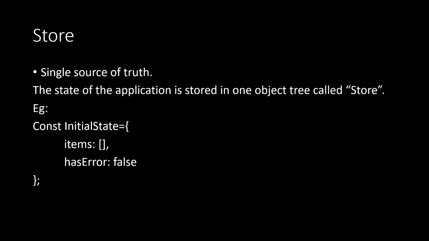For example, we have defined a const initialState, that is our current state, which has items and error. There are two attributes inside our initial state. So if we want to change this state, we cannot change it directly. Changing the state in Redux is only done through actions. Now let us understand what is action.